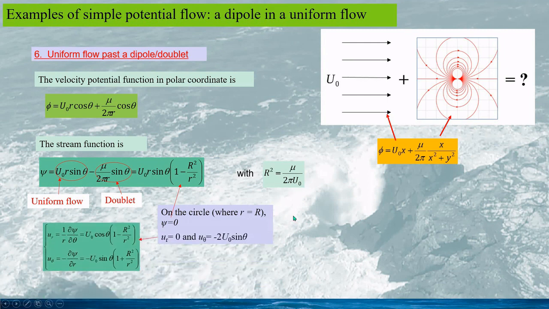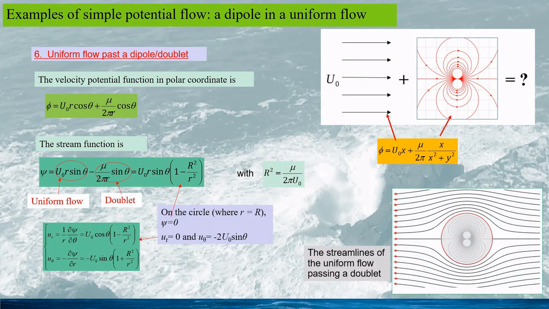We can also calculate the radial velocity component and the tangential velocity component. So on the circle, the radial velocity component is 0. This means there will be no flow across the circle. So if we draw the streamlines for the uniform flow passing a doublet, we can see the doublet is equivalent to a circular solid structure as seen in the plot.